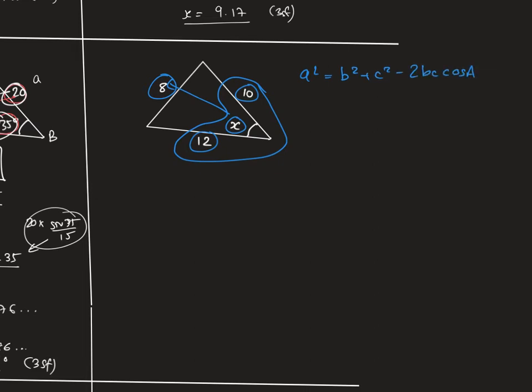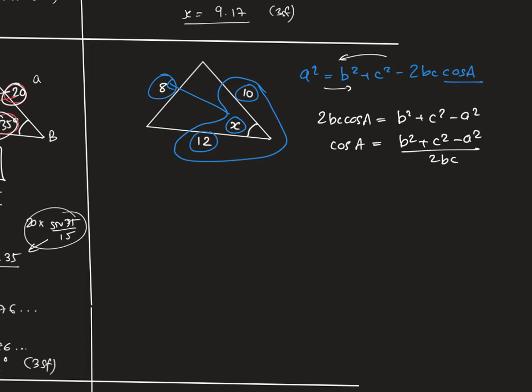But for this question, we're going to actually be working out cos a. We're going to be working out the angle. So it's useful to also know that there is a rearrangement of this where I can take the 2bc cos a over to this side and take the a squared over there. So I've got my 2bc cos a is the same as b squared plus c squared minus a squared. And then to get my cos a on its own, I've got b squared plus c squared minus a squared all over 2bc.